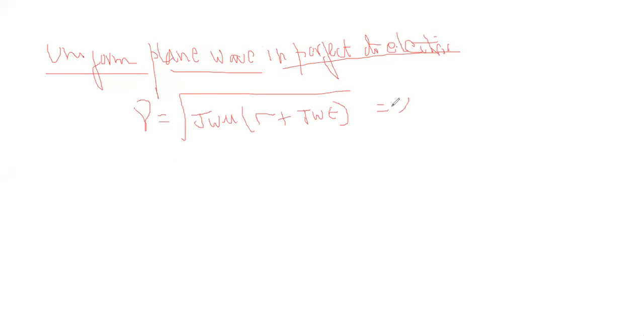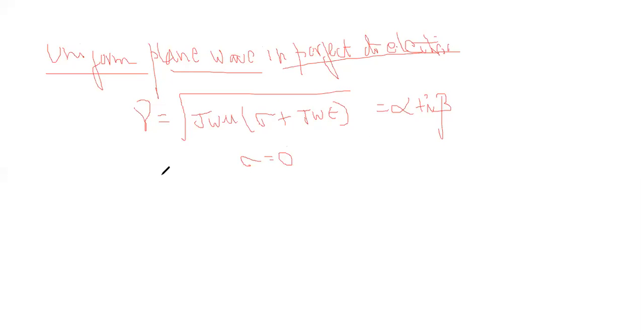It is equal to alpha plus j beta. So we are saying it is a perfect dielectric. Perfect dielectric means sigma is 0, that is, the conductivity is 0. It's a perfect dielectric, so the conductivity is 0.